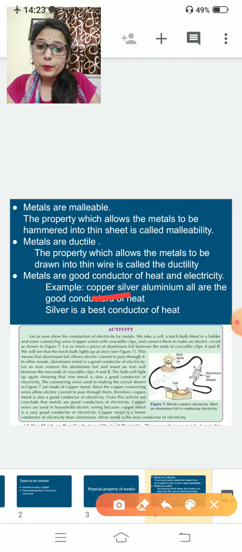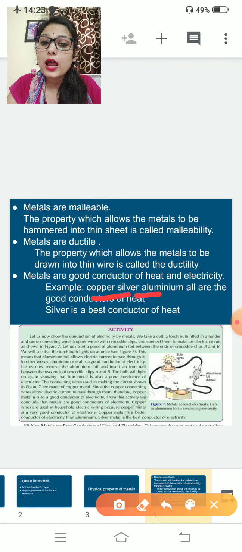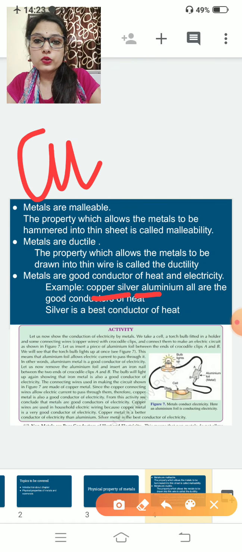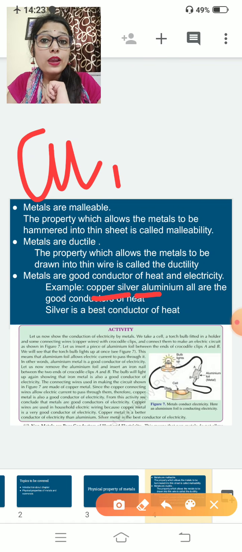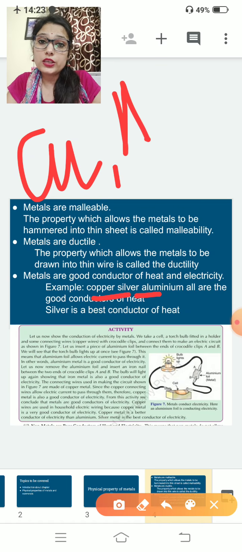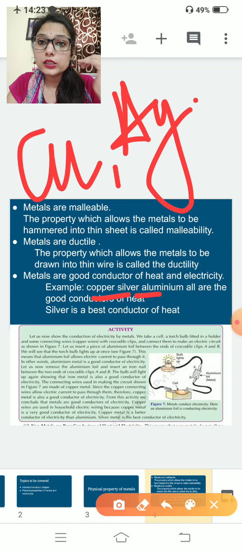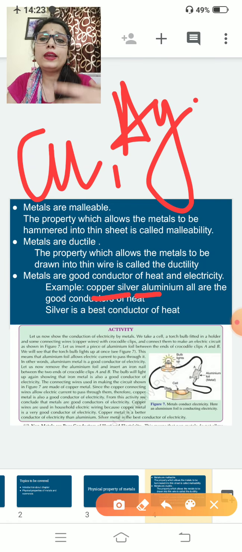Example, copper, silver, aluminium, all are examples of good conductors of electricity. What is the symbol of copper? The symbol of copper is Cu. What is the symbol of silver? It is Ag. Try to learn these symbols. Okay, it will help later on.